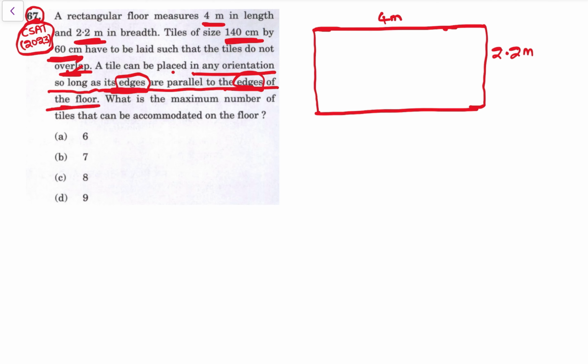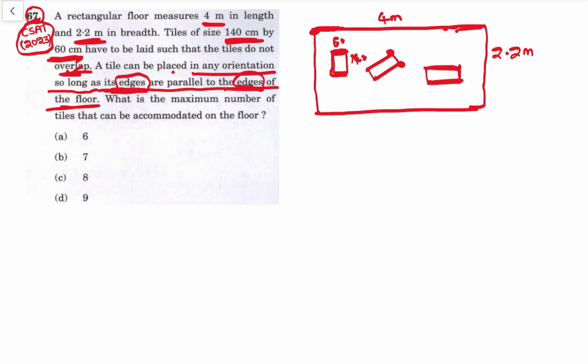So tiles can be placed in any orientation, but the edges of the tiles have to be parallel to the edges of the floor. So tiles cannot be placed like this, because the edges of the tiles are not parallel to the edges of the floor. They can be placed either like this, or like this. This side is 140 centimeters and this is 60 centimeters. So here also the edges are parallel to the edges of the floor.